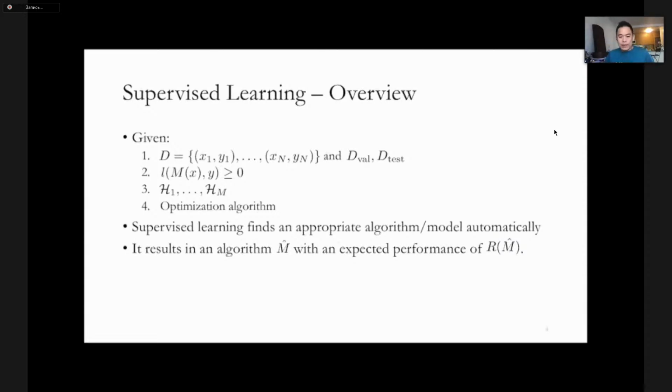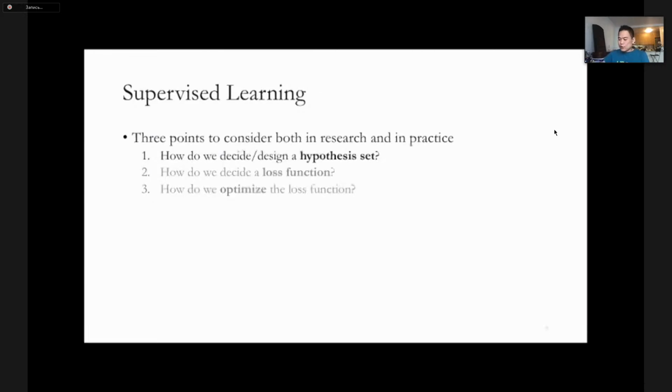So then what we end up with is this algorithm. In a sense, what supervised learning does is let us build an algorithm without having to design the algorithm ourselves. When we try to use supervised learning in practice, as well as in research, we need to think about at least 3 points. We're going to go through them one at a time quickly before we delve into the actual language modeling or natural language processing.